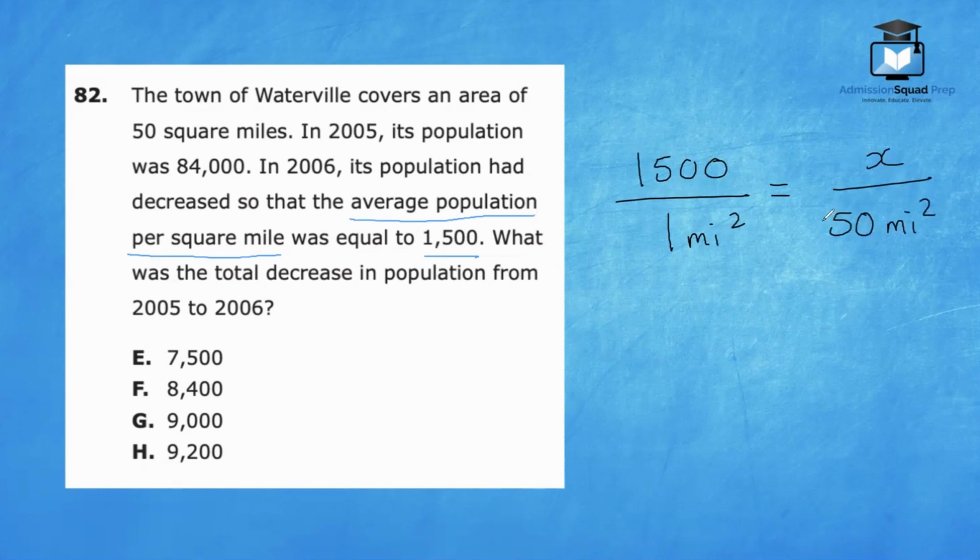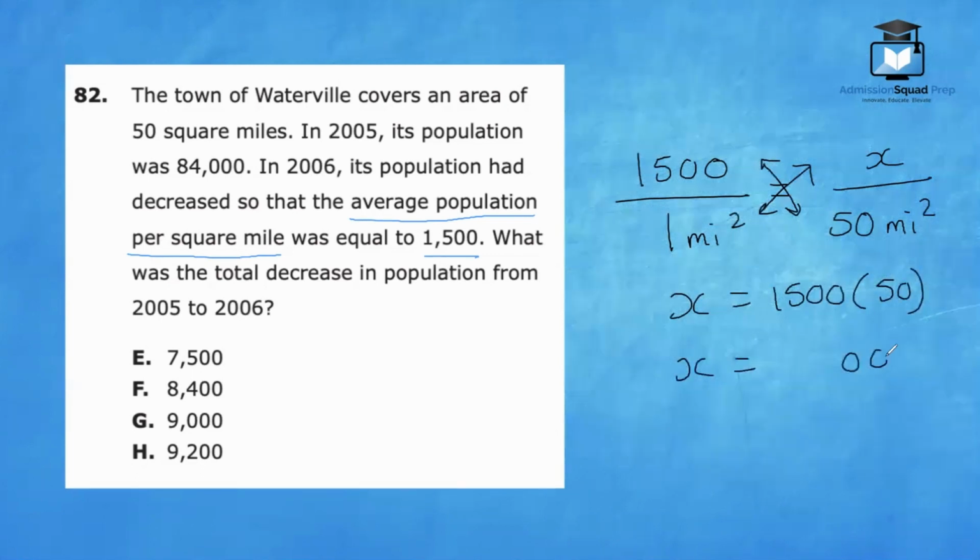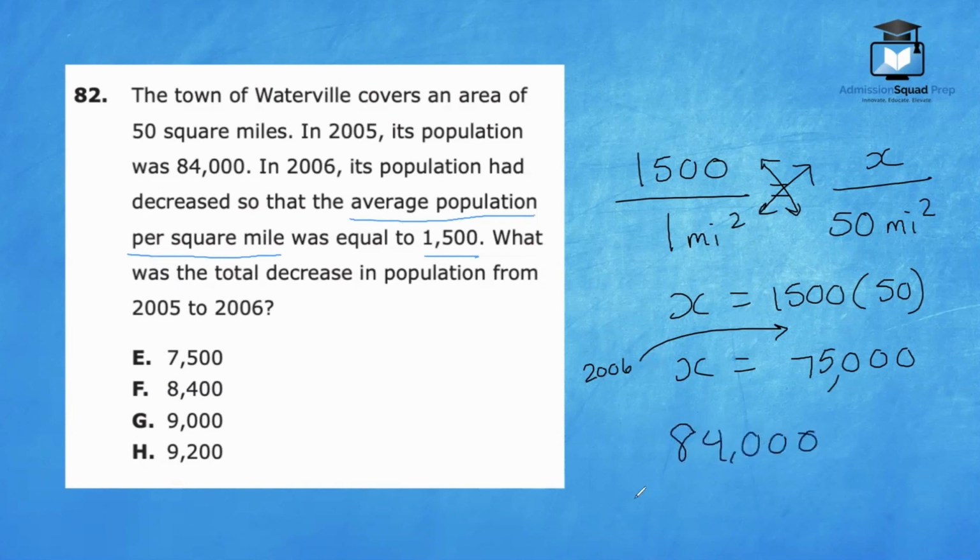So let's use a proportion to determine the population in 2006. We can go ahead and cross multiply. We have x equals 1,500 times 50. That gives us 3 zeros over here, and then 15 times 5 is 75. So the population in 2006 was actually 75,000 people. The question is asking, what was the total decrease in population from 2005 to 2006? The population in 2005 was 84,000, and now it's 75,000. So the population went down by 9,000 people. The correct answer is choice G.